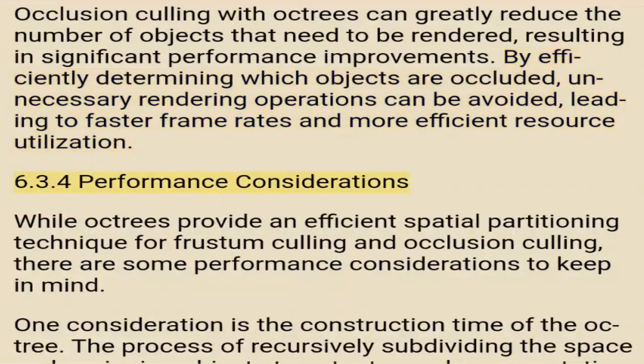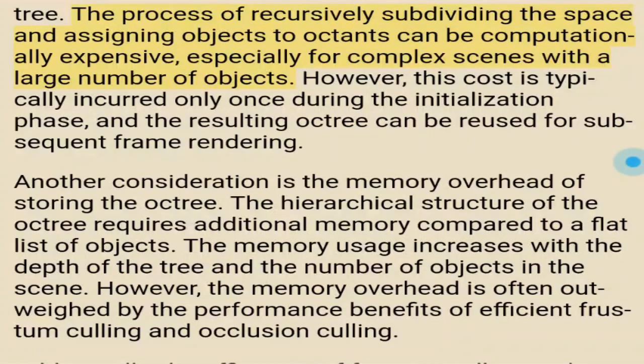6.3.4 Performance considerations. While octrees provide an efficient spatial partitioning technique for frustum culling and occlusion culling, there are some performance considerations to keep in mind. One consideration is the construction time of the octree. The process of recursively subdividing the space and assigning objects to octants can be computationally expensive, especially for complex scenes with a large number of objects. However, this cost is typically incurred only once during the initialization phase, and the resulting octree can be reused for subsequent frame rendering. Another consideration is the memory overhead of storing the octree.